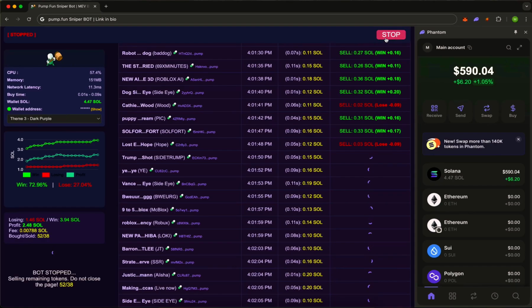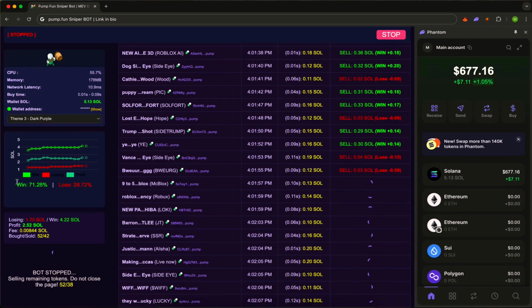And now the trades are done. We stop the bot and enjoy the profit. The only rule? Don't close the window until all operations are completed. Let your capital work with precision. This is what modern trading looks like.